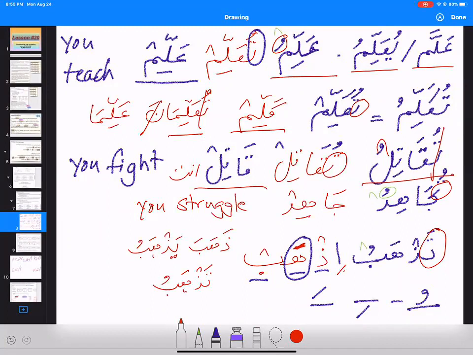Tazhabu. So I need to make this majzoom. I need to drop this ta. And now what do I have? I can pronounce because there is sukoon on the first letter. I need to bring a helper alif. Now, helper alif, look at the root letters: za, ha, and ba. The middle root letter has fatha. So can I give fatha to this helper alif? No, I need to give it a kasra.